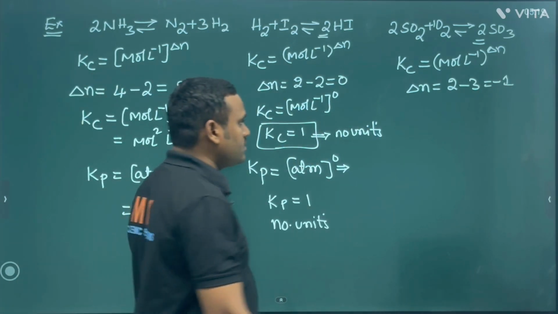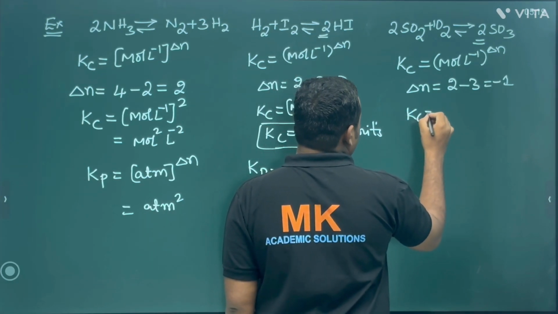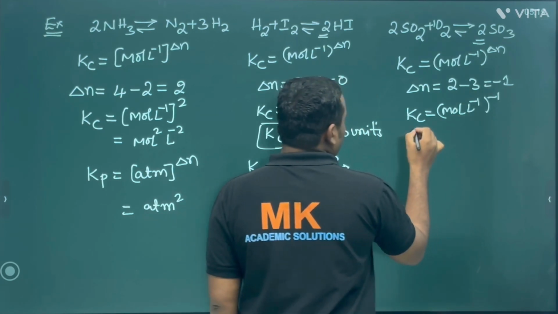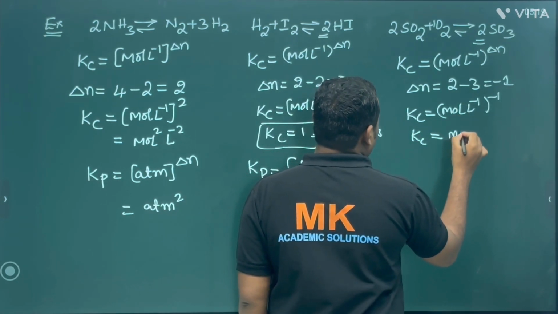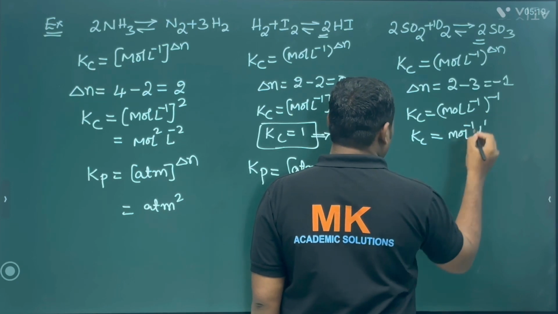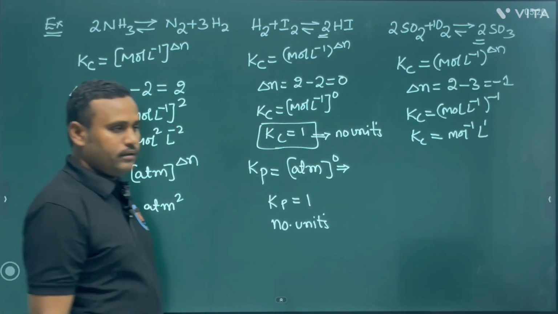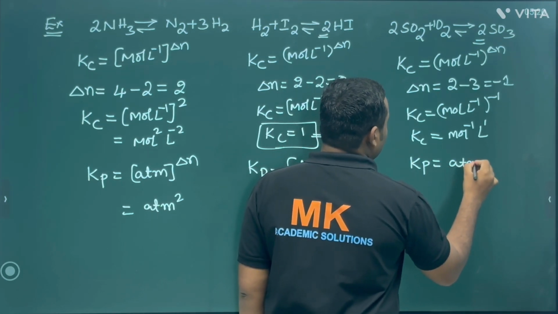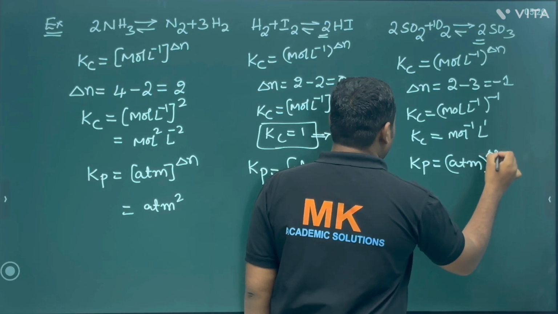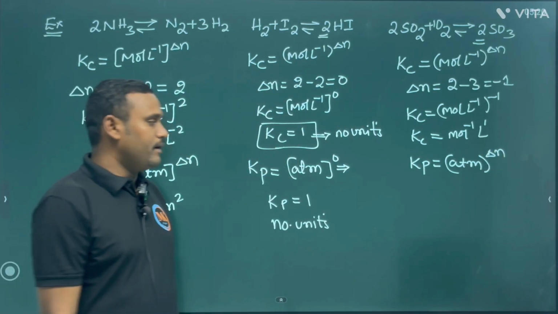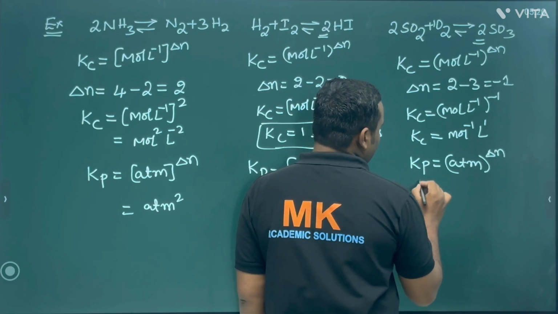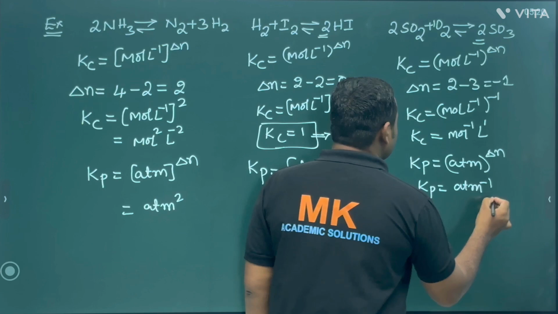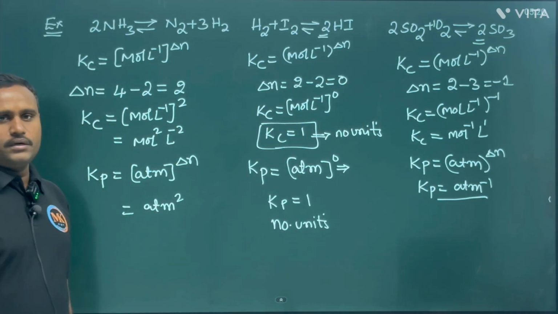So now here what are the units of Kc? Kc is equal to moles per liter to the power minus 1, means here Kc is moles power minus 1 liter power 1. And Kp, what are the units of Kp? Simply atmosphere to the power delta n. Here the delta n value is minus 1, so atmosphere to the power minus 1. So these are the units of Kc and Kp.